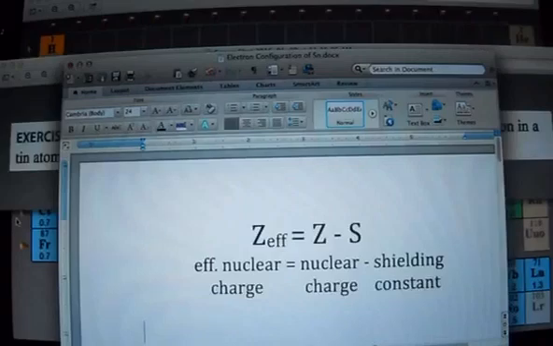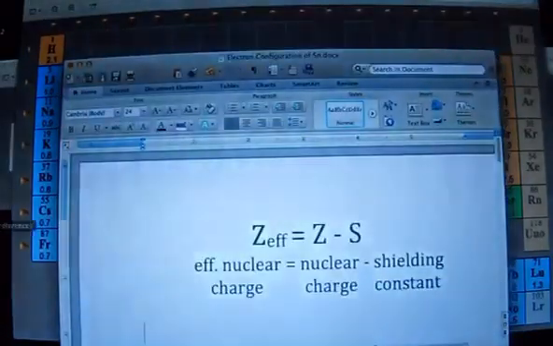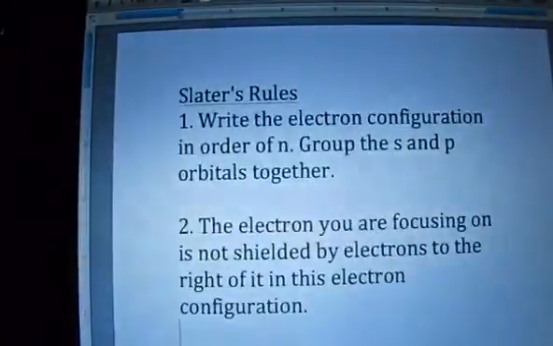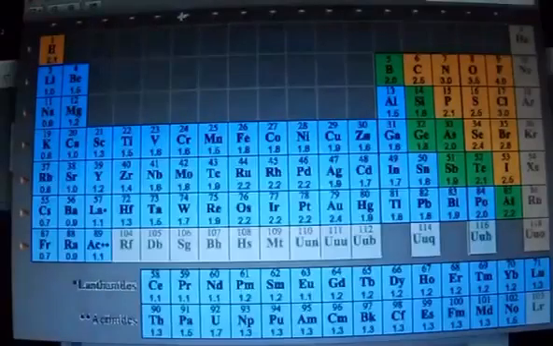But first, to start using Slater's rules, we have to understand electron configuration. So let's look at tin. It's right here. Now, electron configuration, you've probably done this in Gen Chem, but in case you're a little rusty, just going over it right quick. We have the 1s1 and the 1s2, so we would write 1s2. Then we have the 2s2 electrons right here, and the 2p6 electrons.